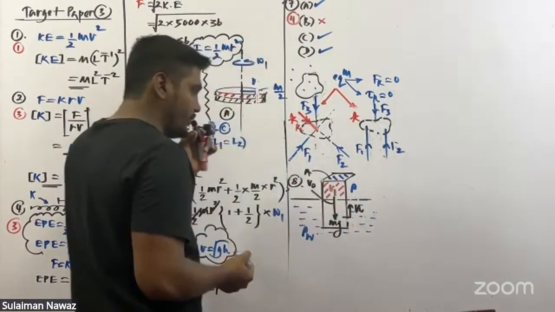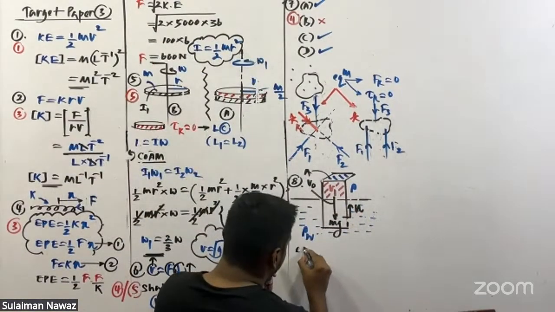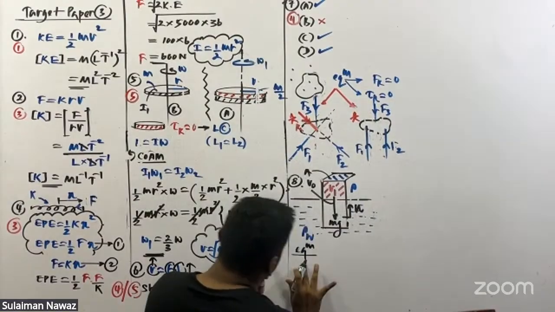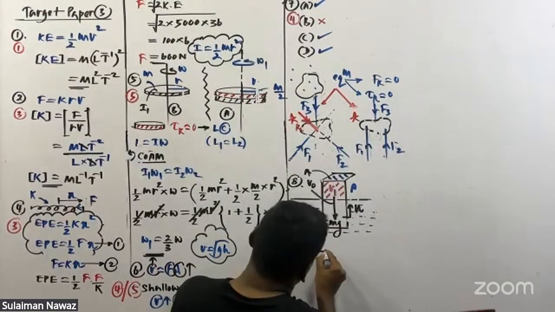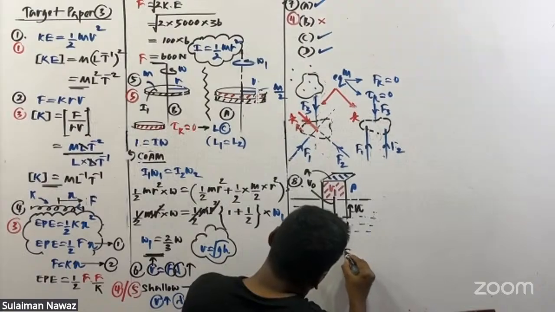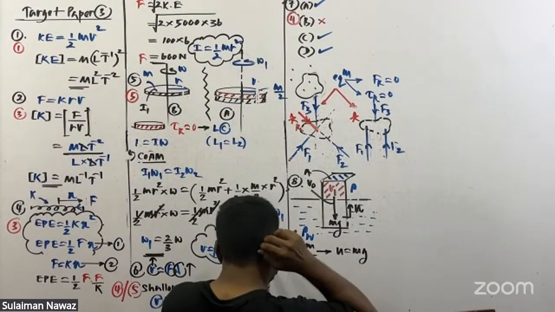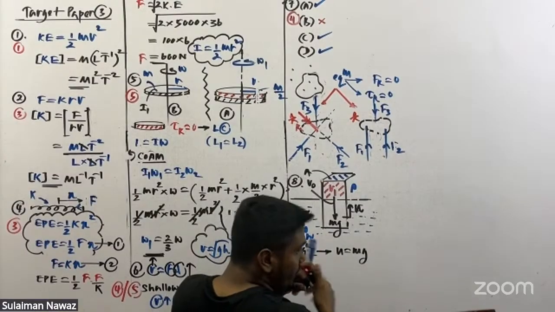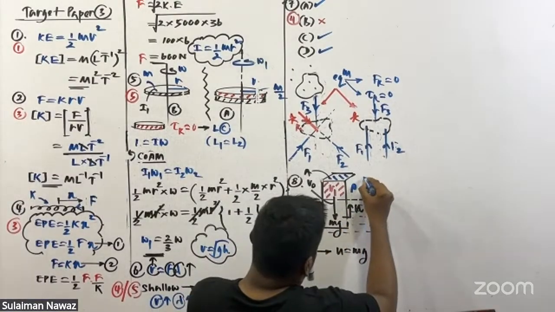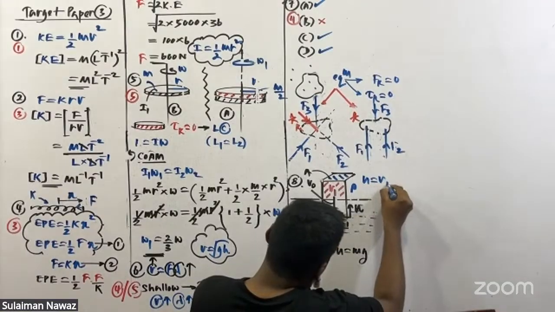Then you must be equal to mg. So when you consider equilibrium, we can tell that upthrust must be equal to the weight, simply mg. And we've learned that the equation for upthrust is U equals V rho g.